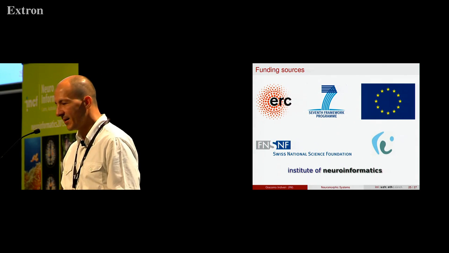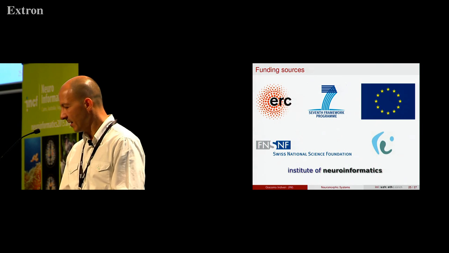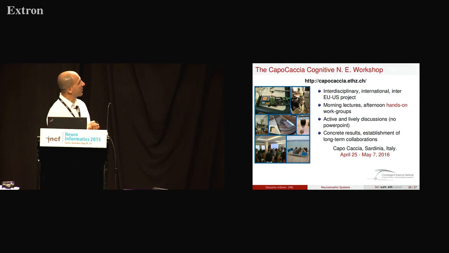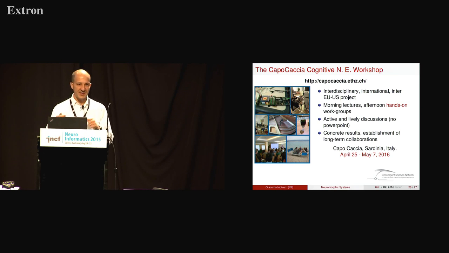Finally, the last slide is an advertisement. There is a workshop that we organize, called the Capocaccia Cognitive Neuromorphic Engineering Workshop. Every year we go there, in Sardinia, Italy, and we bring chips, robots, neurophysiologists, and neuroscientists, and we try to brainstorm for 2 weeks. It's really a work group workshop, and you're all invited to look into it and participate.